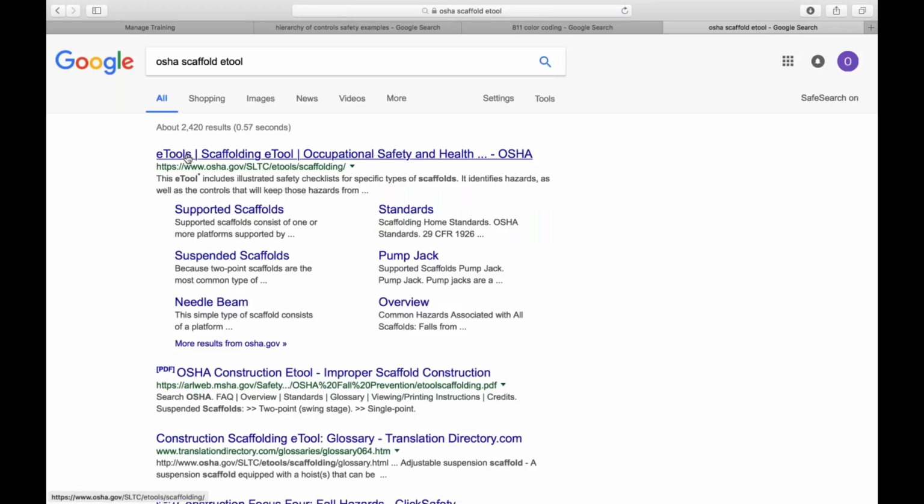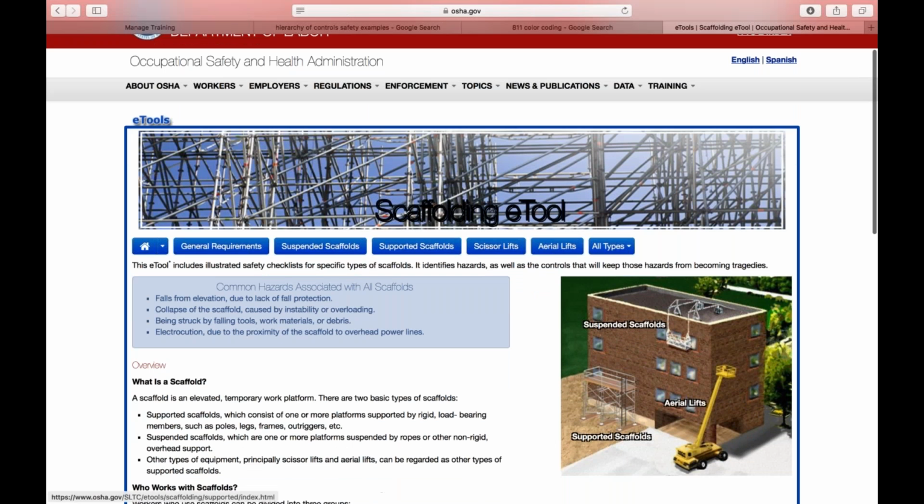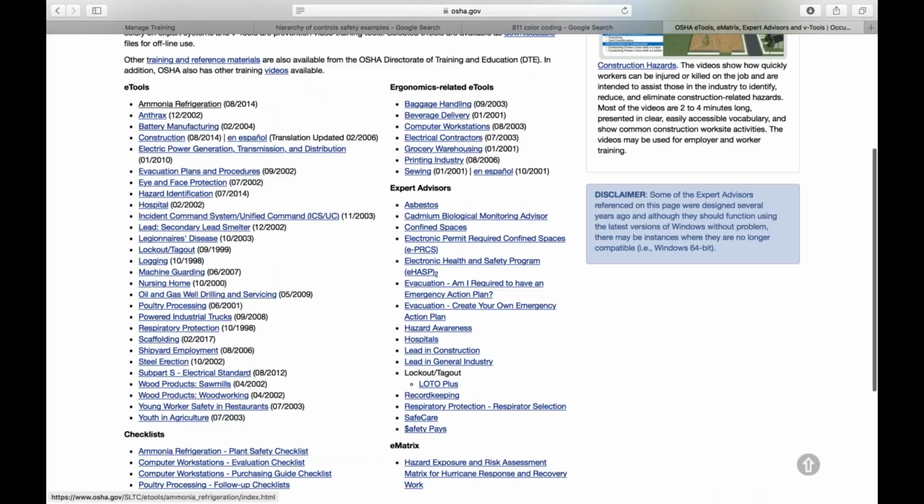What it is right here is, let me go to it. I'm going to the OSHA scaffold e-tool. Okay, they've got different ones. Let me type in e-tools right here and I'm going to show you. This is all the e-tools that they have for construction, logging, machine guarding, powered industrial trucks, which is forklifts. We did the forklift course with that one. Right now, let me show you the scaffold one. And I come here to scaffolds.